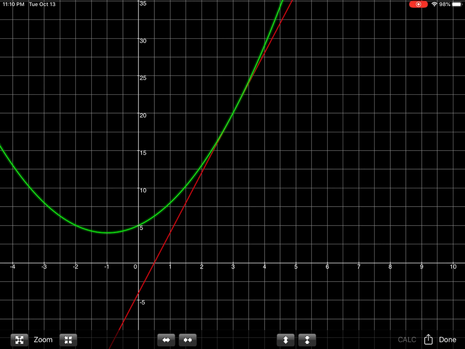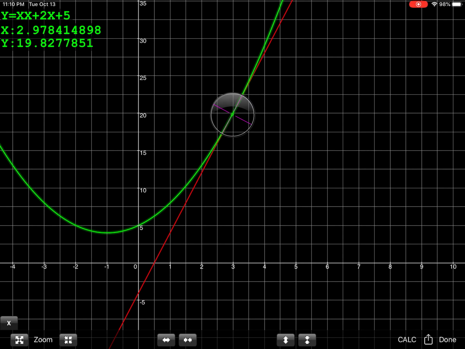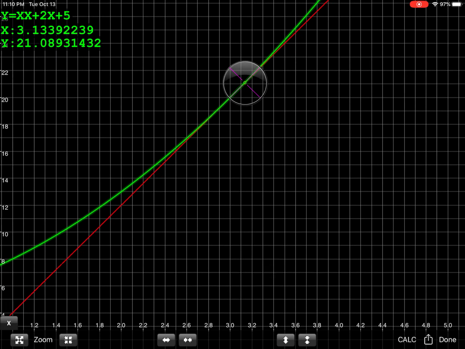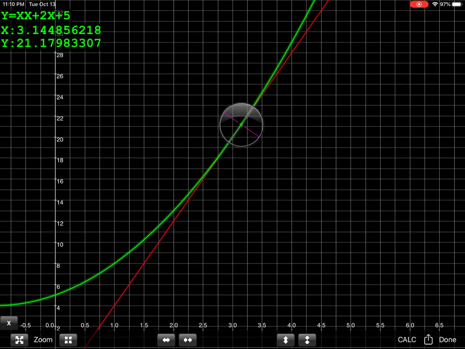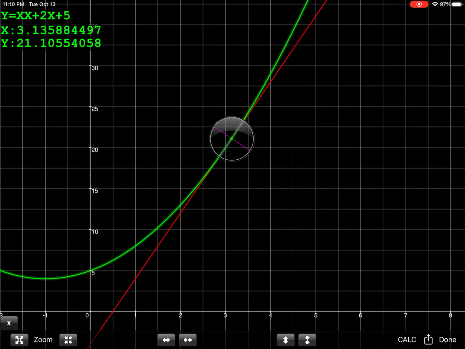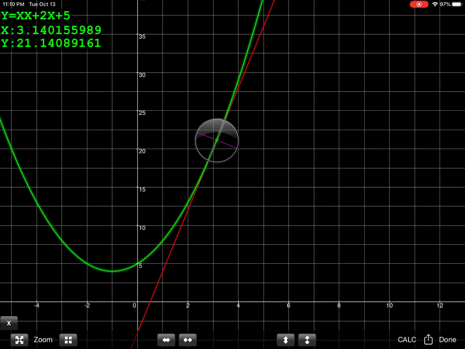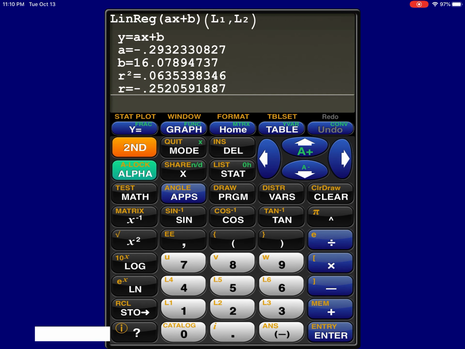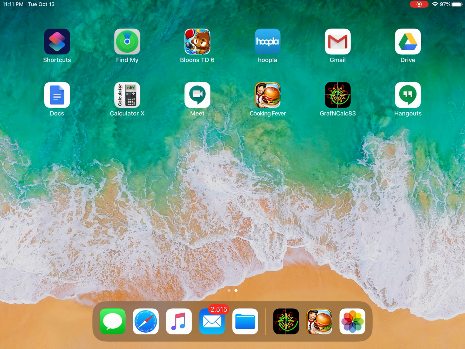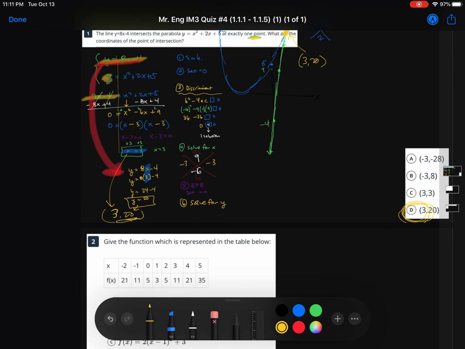And we said 3 comma 20. And boom. That should be our point of intersection, right? If I keep zooming in, in calculus, this is actually called a point of tangent. The red is the tangent line. Okay. That was question number 1.